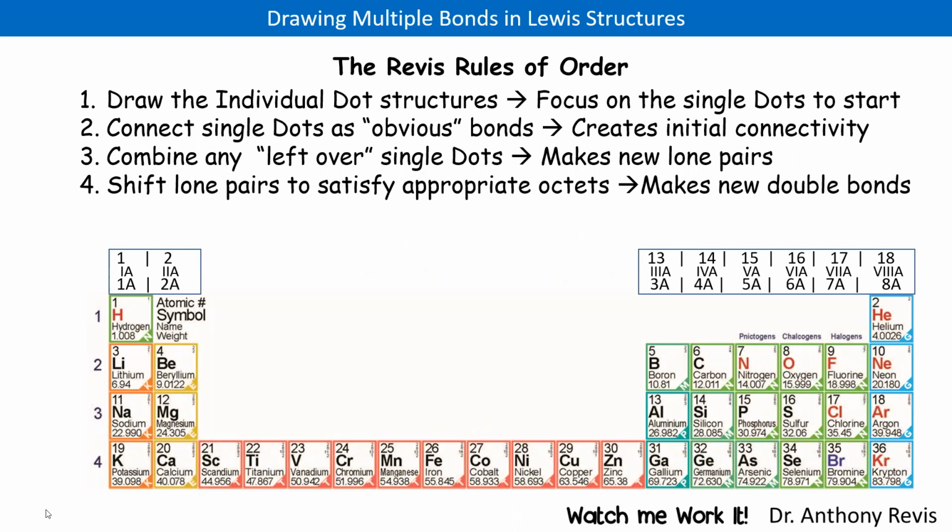First, let's review the rules that we use for drawing Lewis structures. I call them Revis rules of order. If you've seen this already, you can fast forward. First, draw the individual dot structures.